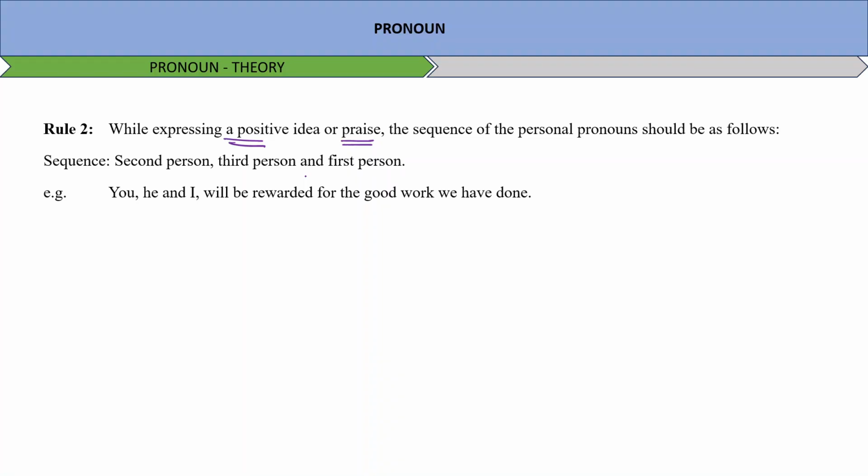So definitely if all three persons are used here, you will always make sure that the sequence is like this: second, third, first, and when something is negative, first, second, third. Keep yourself at the end when some credit is given. Keep yourself always at the front when you have to make some confession of some wrongdoings. Okay, remember it like this.